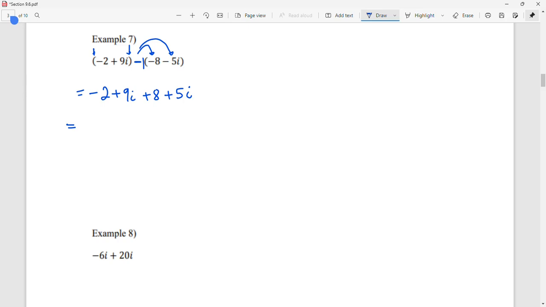And then we can finally collect like terms. Negative 2 plus the 8 is a 6, and 9i plus 5i gives us 14i altogether. And so that's the simplest we can make this problem.